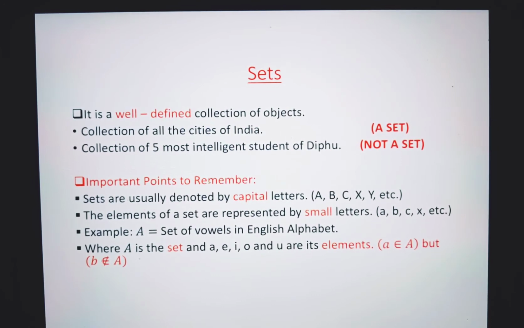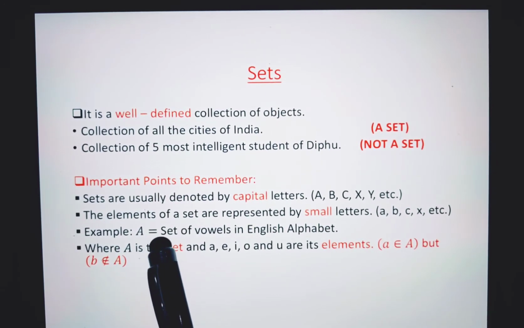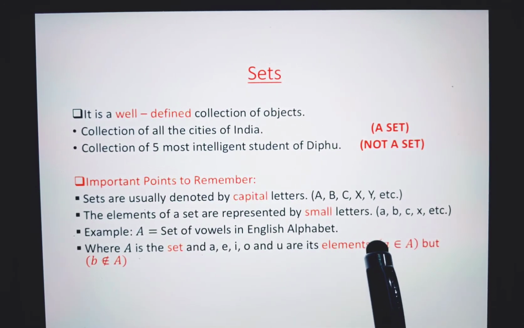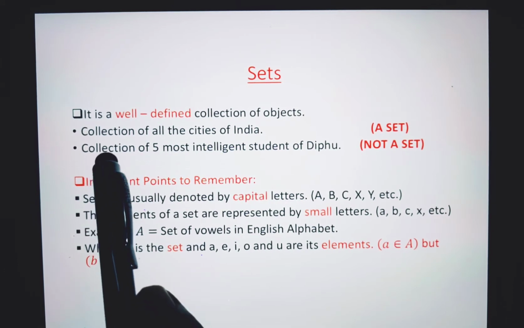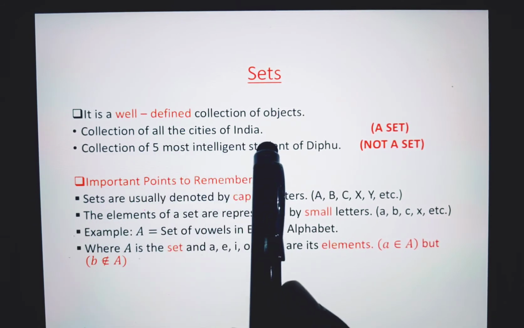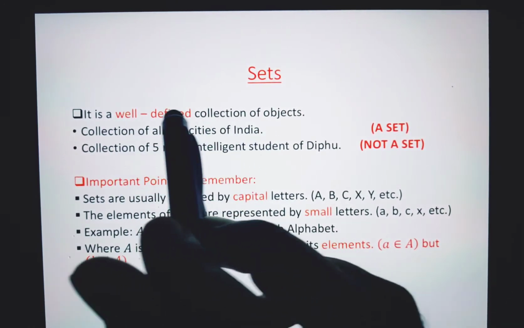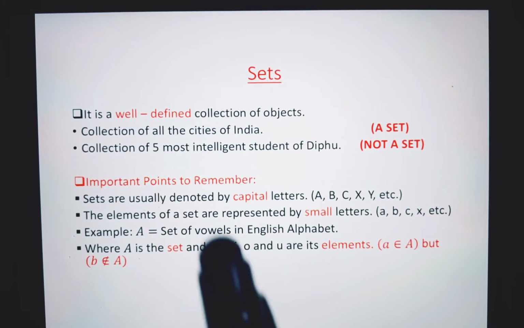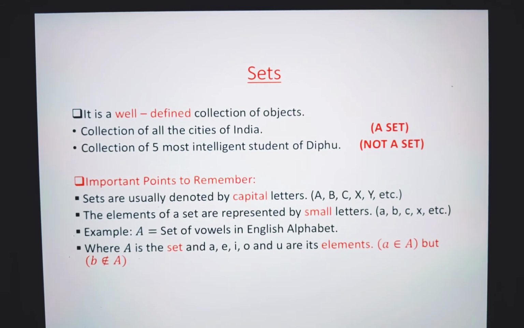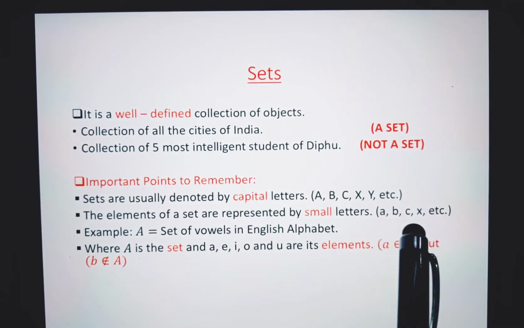Okay, now what are the important points to remember? Sets are usually denoted by capital letters. So we will denote a set with capital letters, that is A, B, C, X, Y, Z, like that. Understood? Now, the elements of a set are represented by small letters. A question will come into your head: what are elements of a set? When I define a set, the collection of all cities of India, Guwahati is one city of India. So Guwahati becomes an element of this set. Understood? Clear? Mumbai becomes an element of this set. Clear? Okay, so elements will be represented by small letters a, b, c, like that.